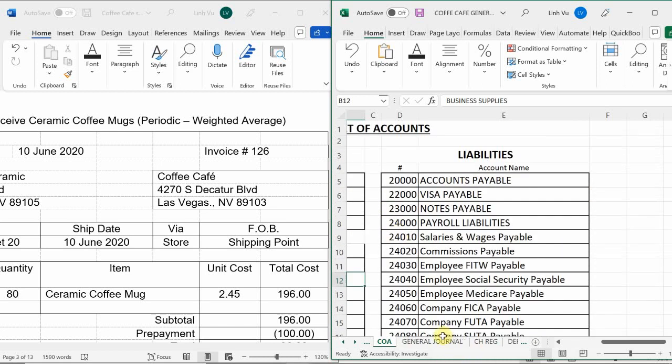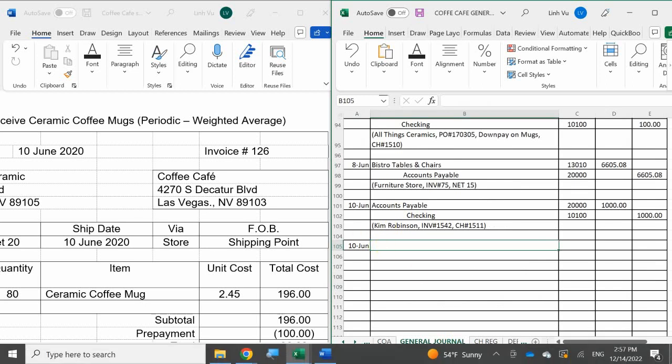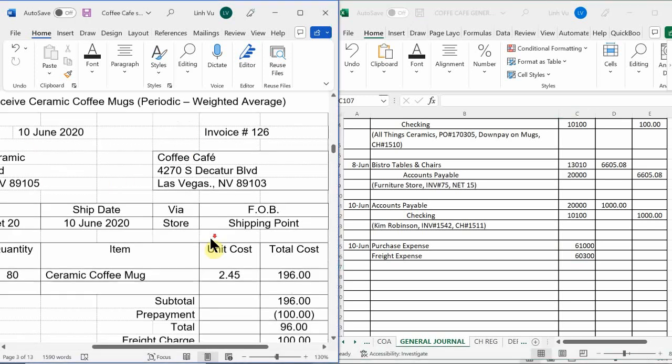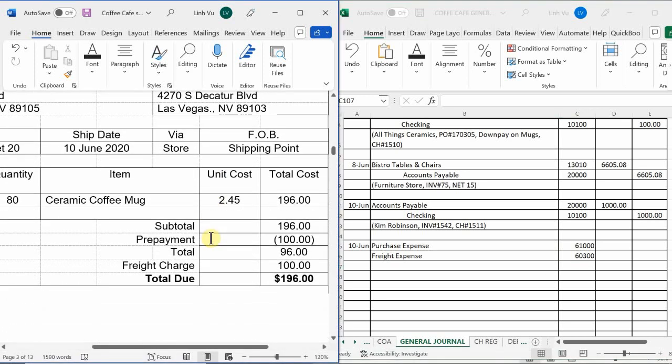Now, in this case, let's go ahead and journalize at least the foundation of that, right? That you have a purchase expense. And you have a freight expense. And it's 61,000 and then 6,300. Okay. Now, how do I apply my down payment? You mean your prepayment? Mm-hmm.